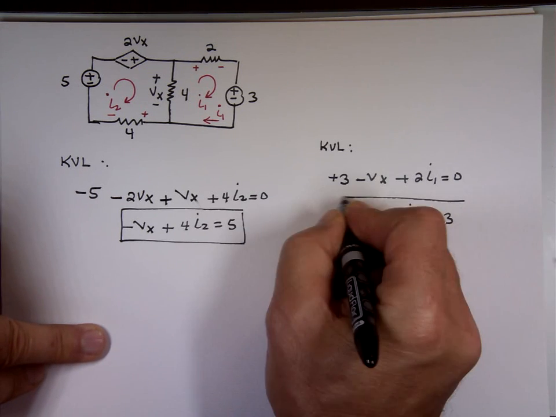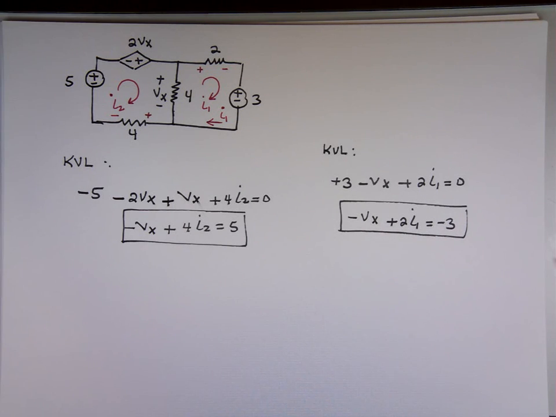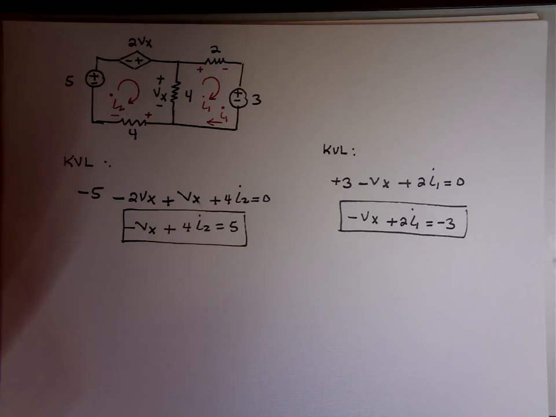I got a problem here. I have 2 equations by how many unknowns? 3. I can't do it. I've got to come up with a third equation. Well, let's look at Vx. Vx is labeled plus on the top, minus on the bottom.